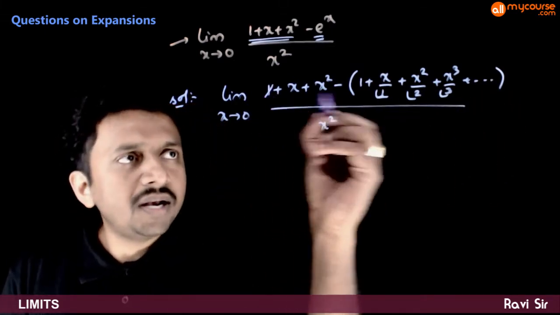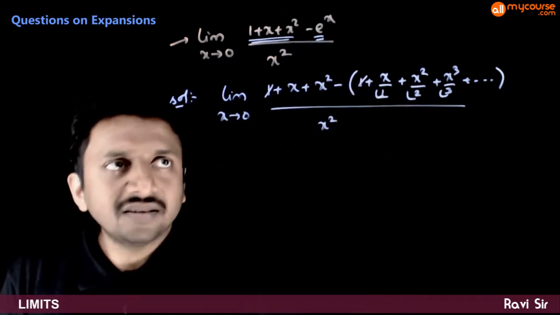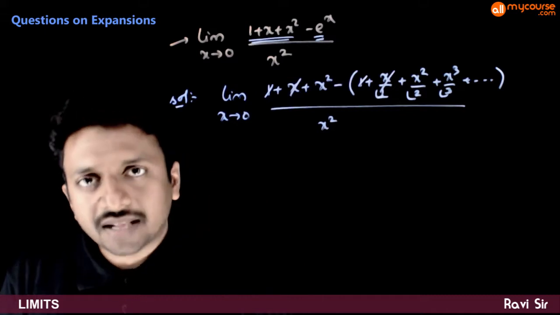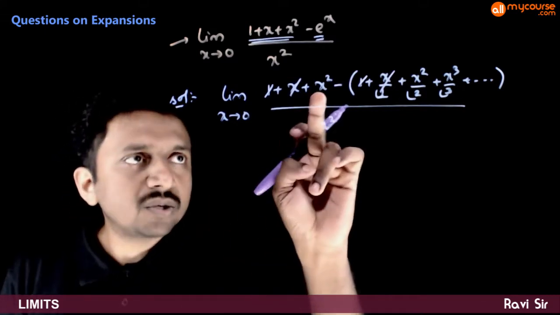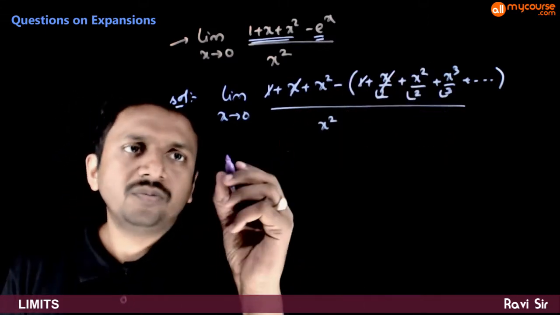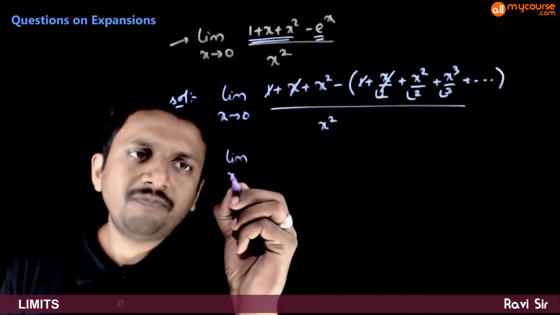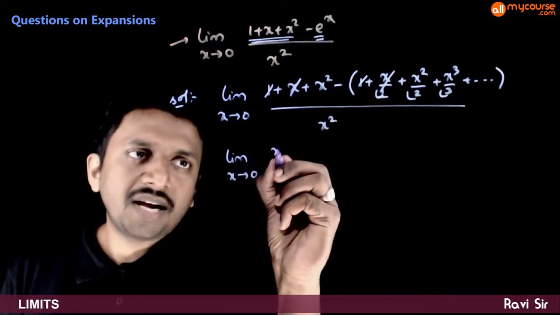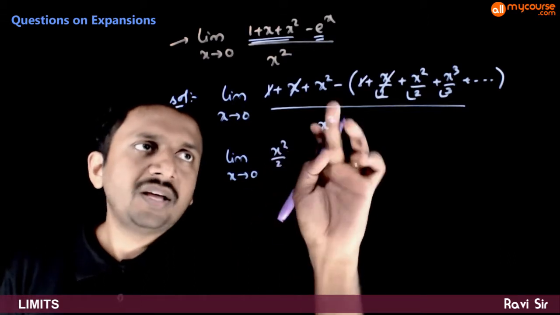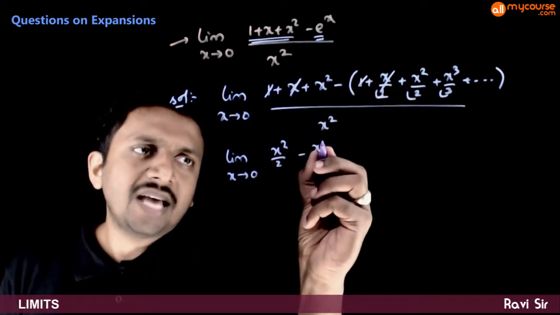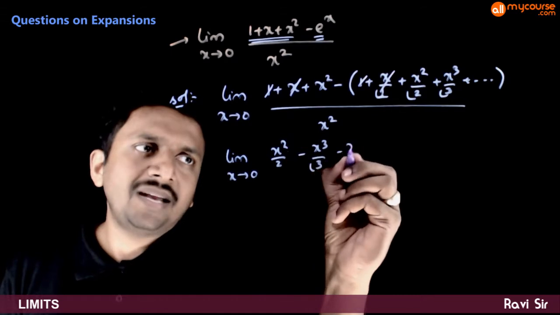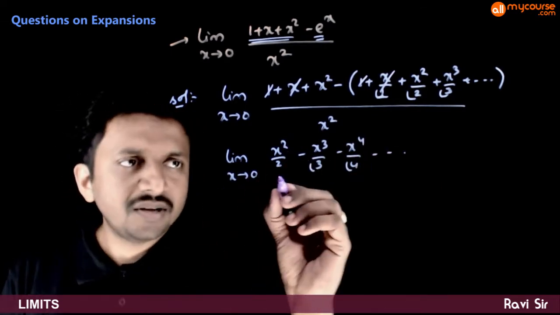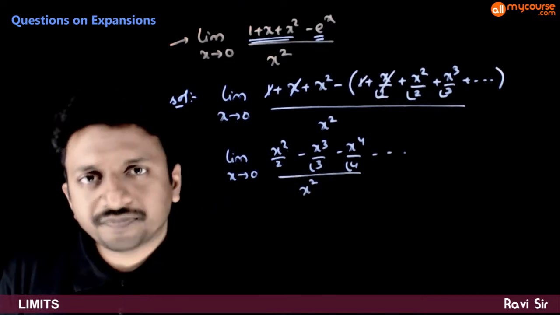As you can see, 1 and minus 1 get cancelled. x and x by 1 factorial, these two are also getting cancelled. So x square minus x square by 2. The minimum power of x in the numerator is x square. So you're getting x square by 2 and minus x cubed by 3 factorial, minus x power 4 by 4 factorial, and so on. We have all these powers by x square.